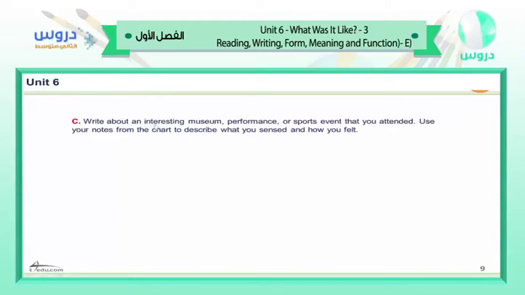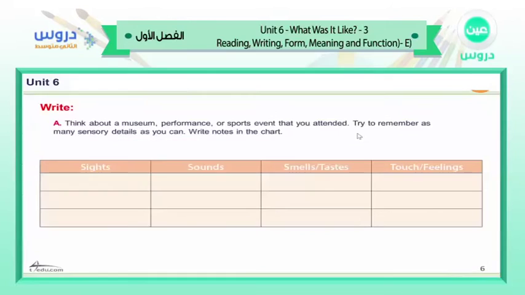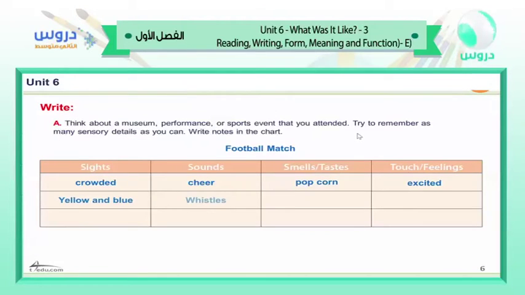C. Write about an interesting museum, performance, or sport event that you attend. Use your notes from the chart to describe what you sensed and how you felt. Okay, so when he said the chart, he means this one, the one before. Can you see it? This that we talked about before. So we have to use the words that we wrote before. You have to use the words that you wrote, and I will use these words to write my paragraph. Okay?